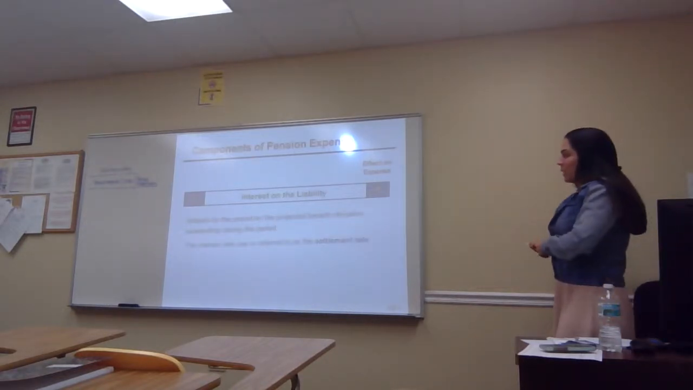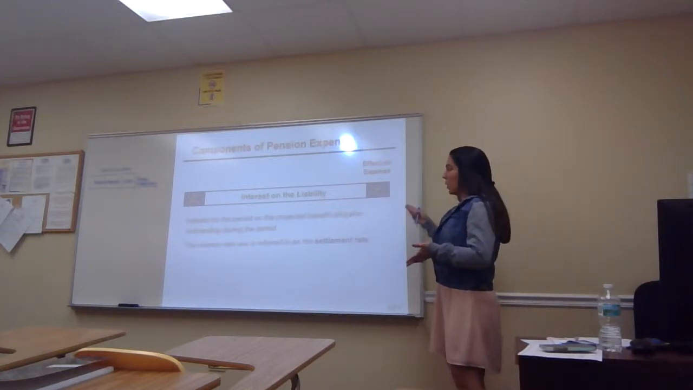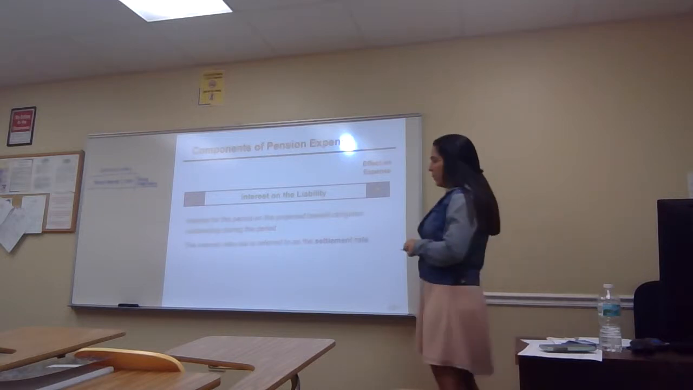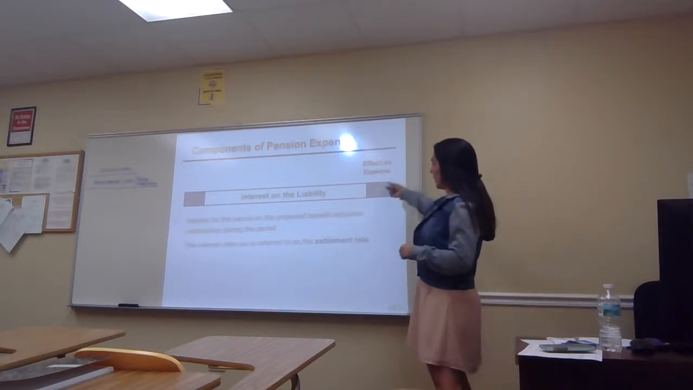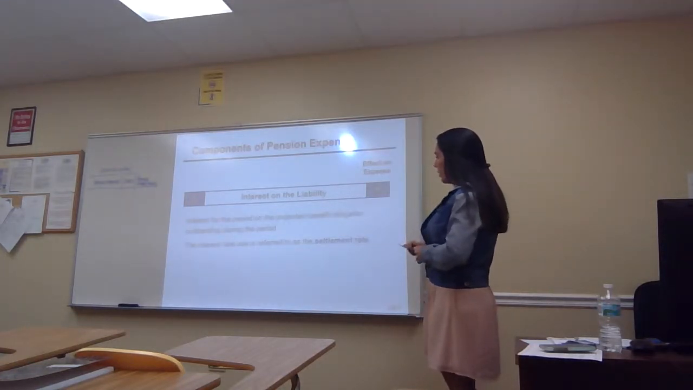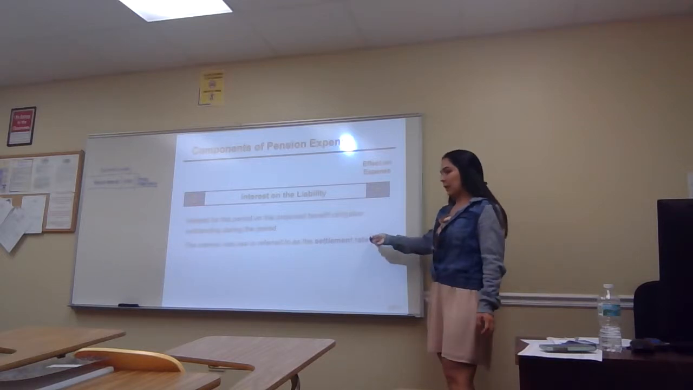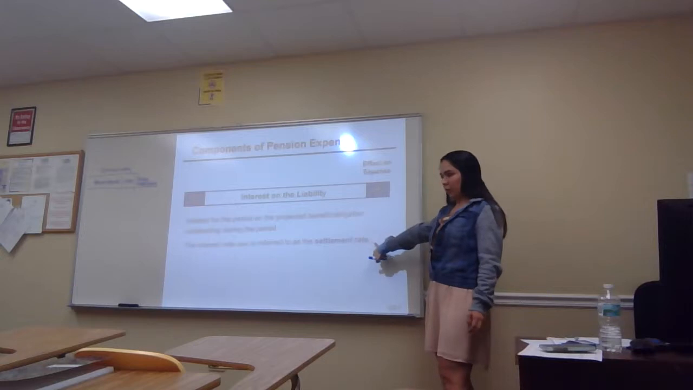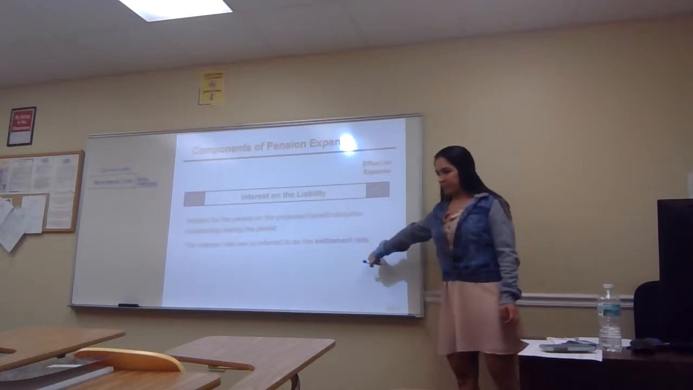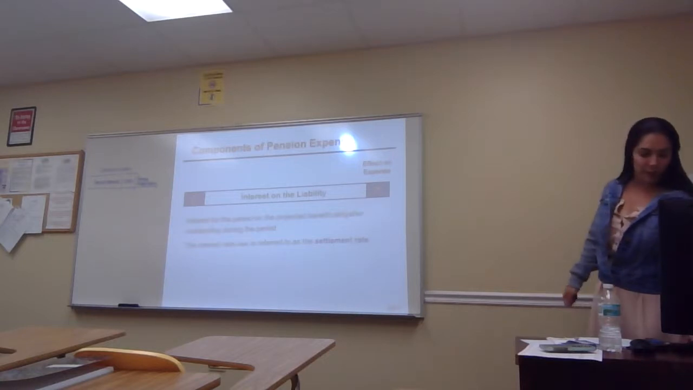Interest on the liability. This is very simple. What does your interest on your liability do? The problem will give you a certain interest percentage and you're going to calculate it on the liability. The effect on your expenses, it's going to increase it. So interest for the period on the projected benefit obligation outstanding during the period. The interest rate is referred to as settlement rate. So when you see the words settlement rate in our problem, it's the interest rate. That's what you're looking for. Sometimes I'll refer to it as interest rate and sometimes as settlement rate.